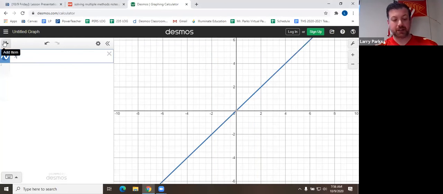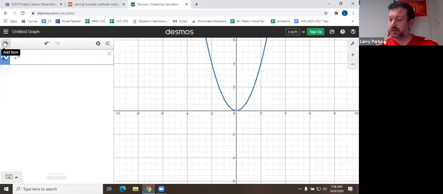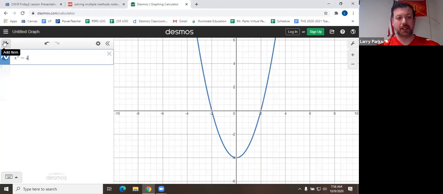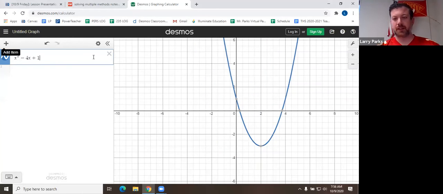So I have x squared minus 4x plus 1. Go look at my solutions. Look, there's 0.268. I put down 0.267. So you can already see a problem there. And this one's 3.732. I put down 3.73. So again, these are not exact values, and that's why graphing isn't always the best method.